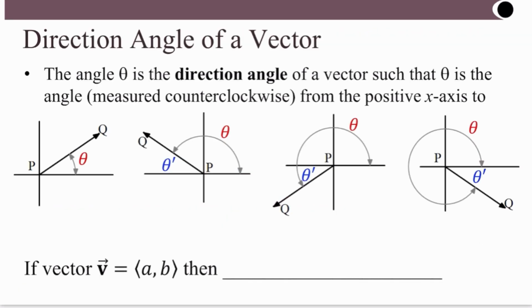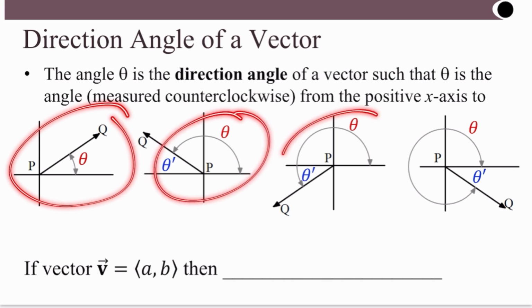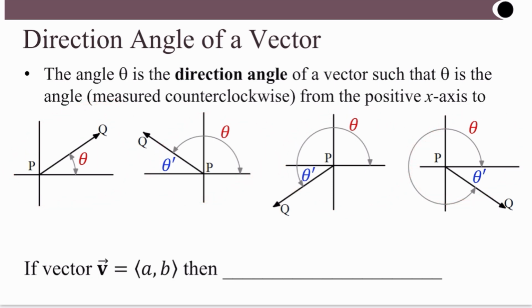Direction angles. So not only can we find the magnitude or the length of a vector, but we can also find the angle of the vector. Sometimes this is called the direction angle, or sometimes just angle. This should look kind of familiar from when we did this with the unit circle. Do you remember something called reference angles? It's basically the same thing as reference angles.